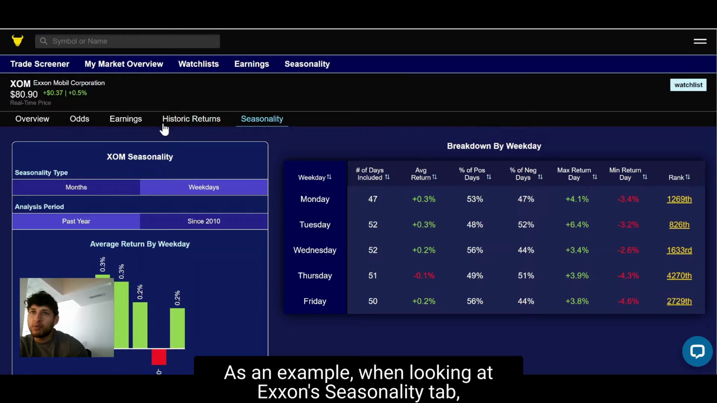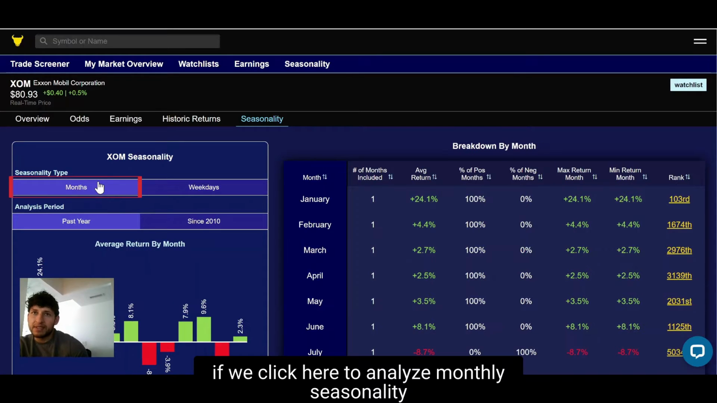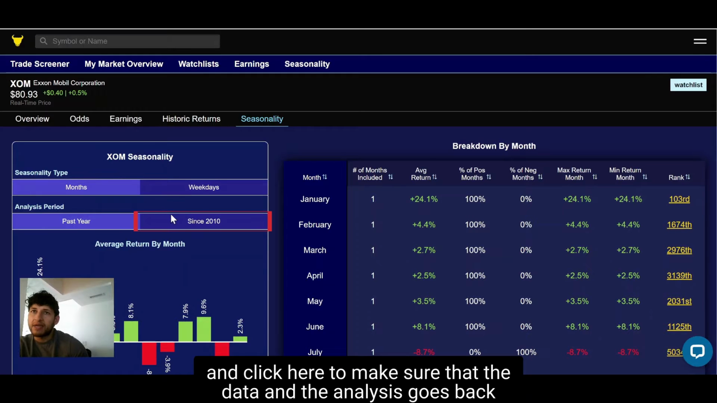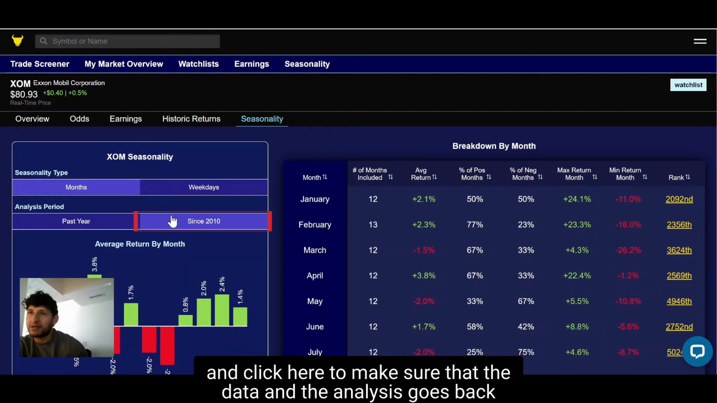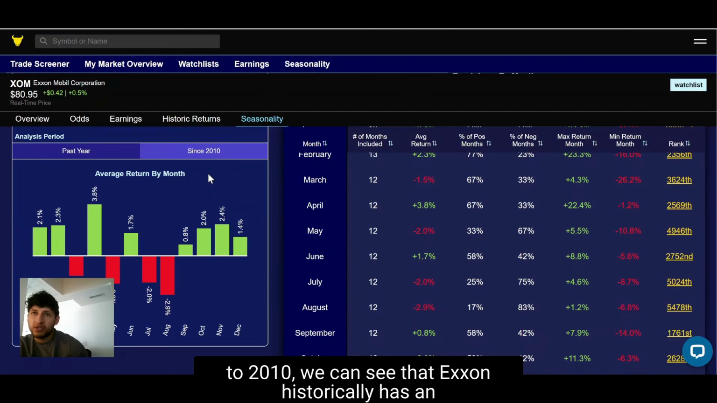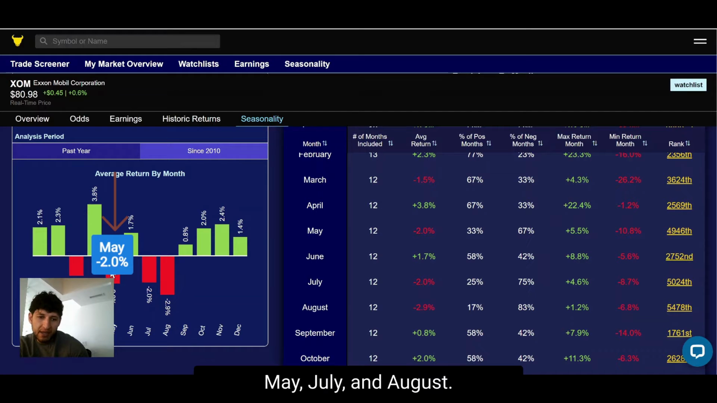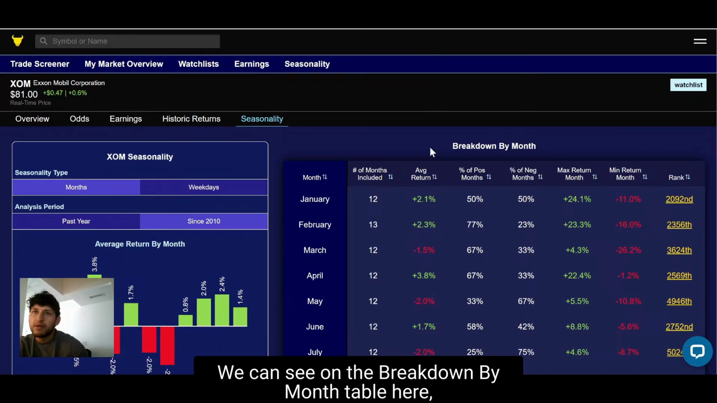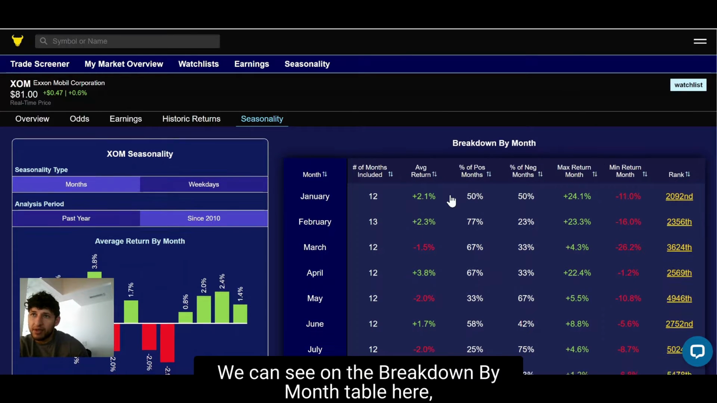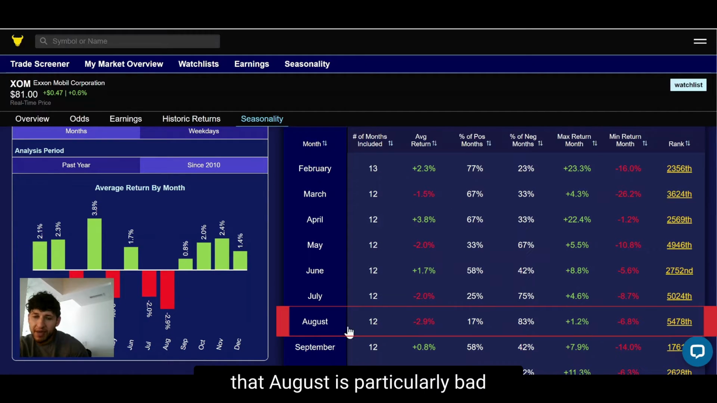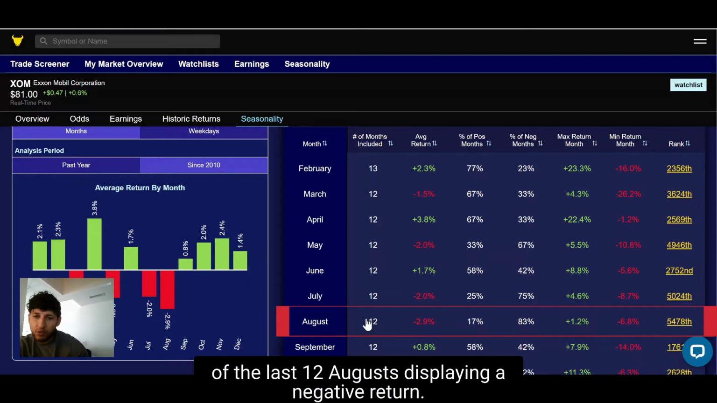As an example, when looking at Exxon's Seasonality tab, if we click here to analyze monthly seasonality, and click here to make sure that the data and the analysis goes back to 2010, we can see that Exxon historically has an average return that is negative for the months of March, May, July, and August. We can see on the breakdown by month table here that August is particularly bad, with an average return of negative 2.9% and 83% of the last 12 Augusts displaying a negative return.